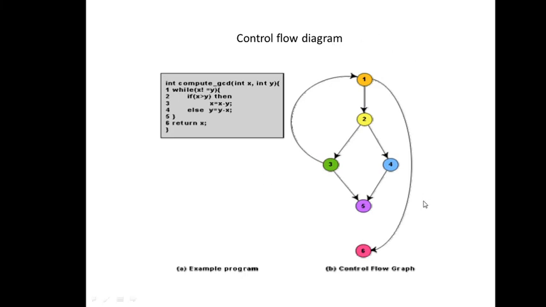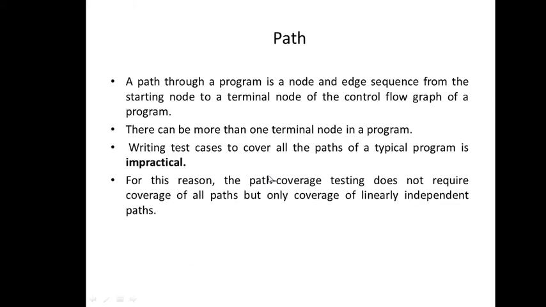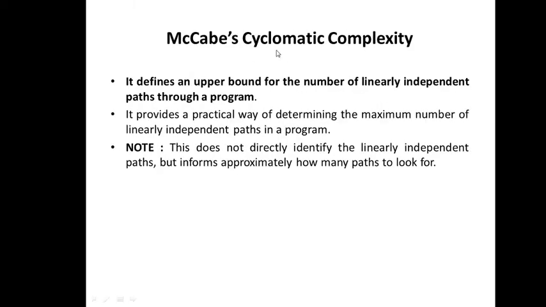So it becomes messy. We are not able to identify. As you go from 1 to 100 nodes, thousands of nodes, we get lost somewhere. It becomes very difficult. So then came the concept of McCabe's cyclomatic complexity. It's not a separate method. It is used in conjunction with linear independent paths.